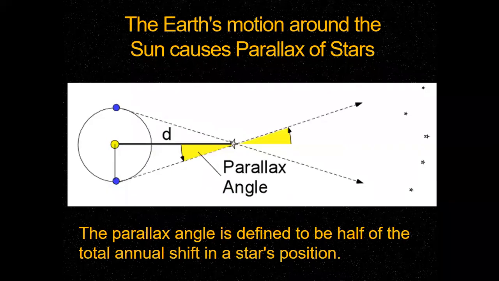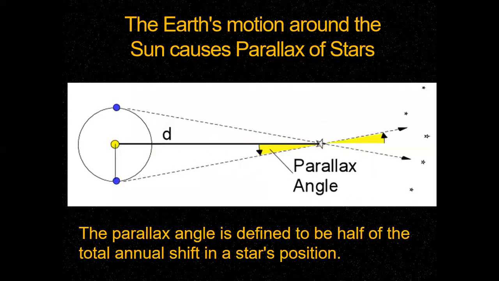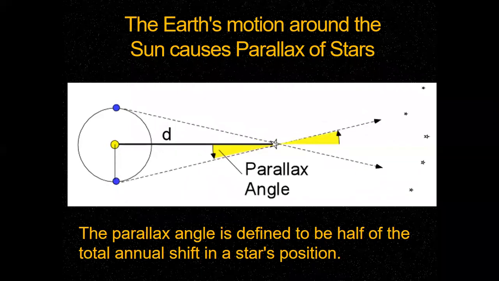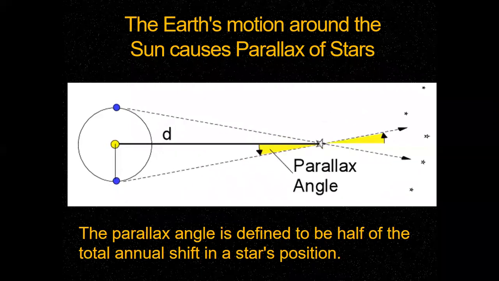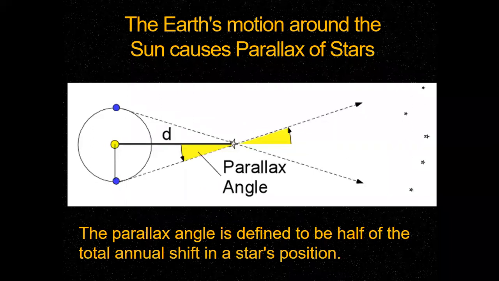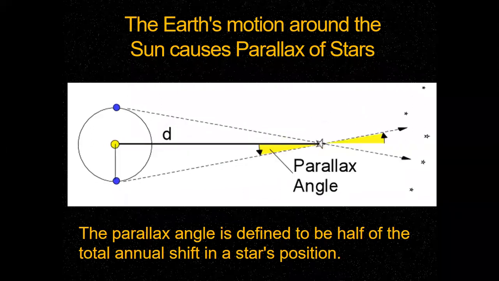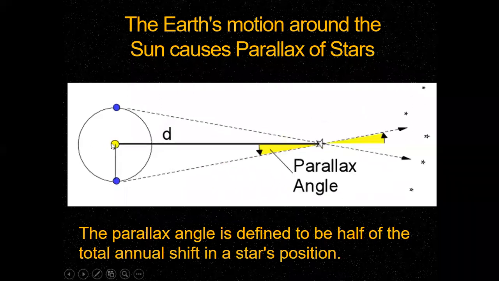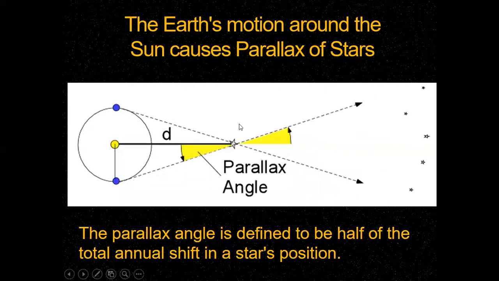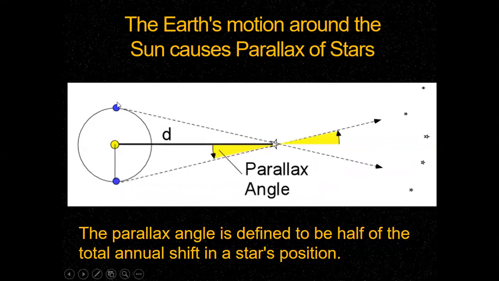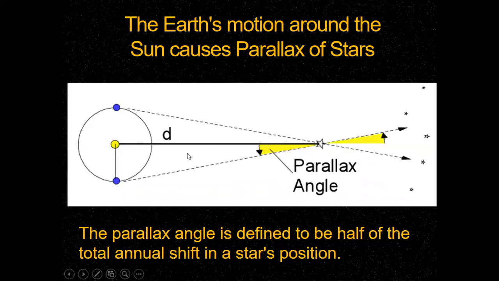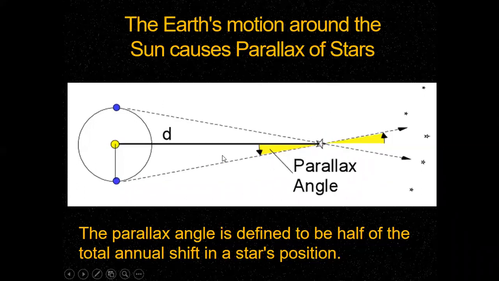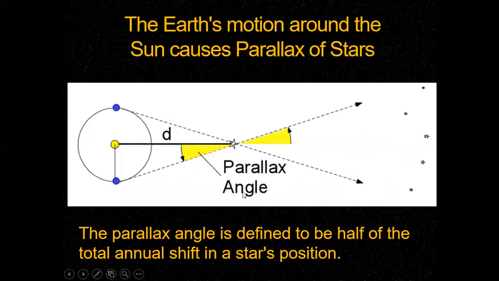All right, so the Earth's motion around the sun causes the parallax of stars, as you know. This parallax angle is defined to be half of the total annual shift in a star's position. As you see in this animation, the D represents the distance between the sun and the star, and the blue dots represent the Earth, and the parallax angle is represented by this yellow highlighted angle.